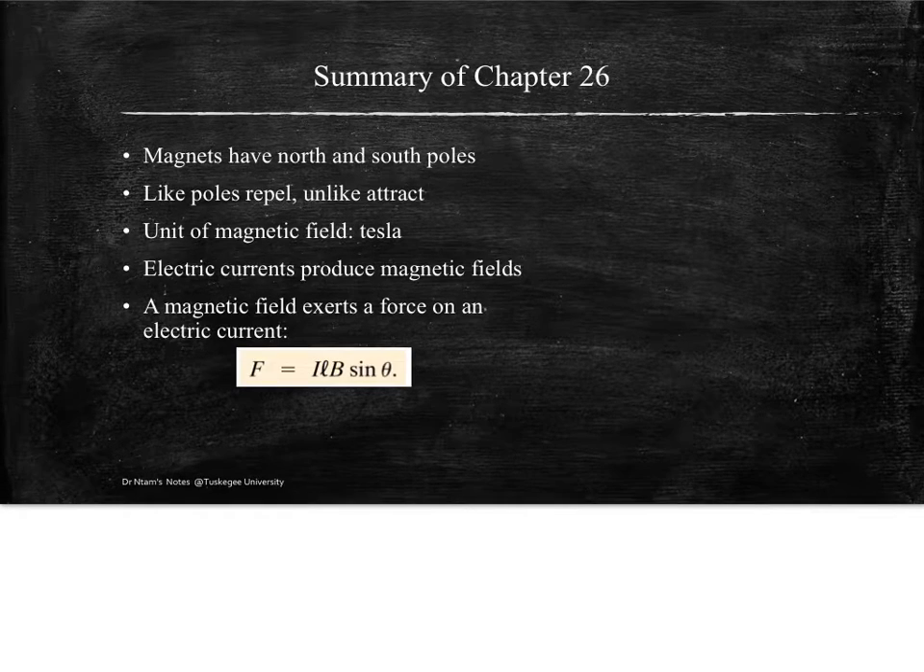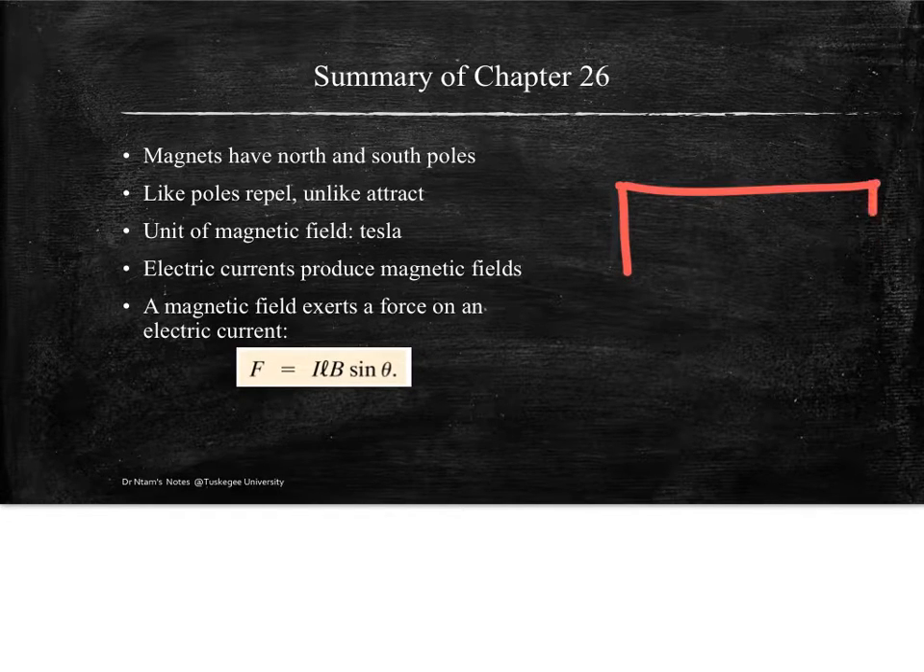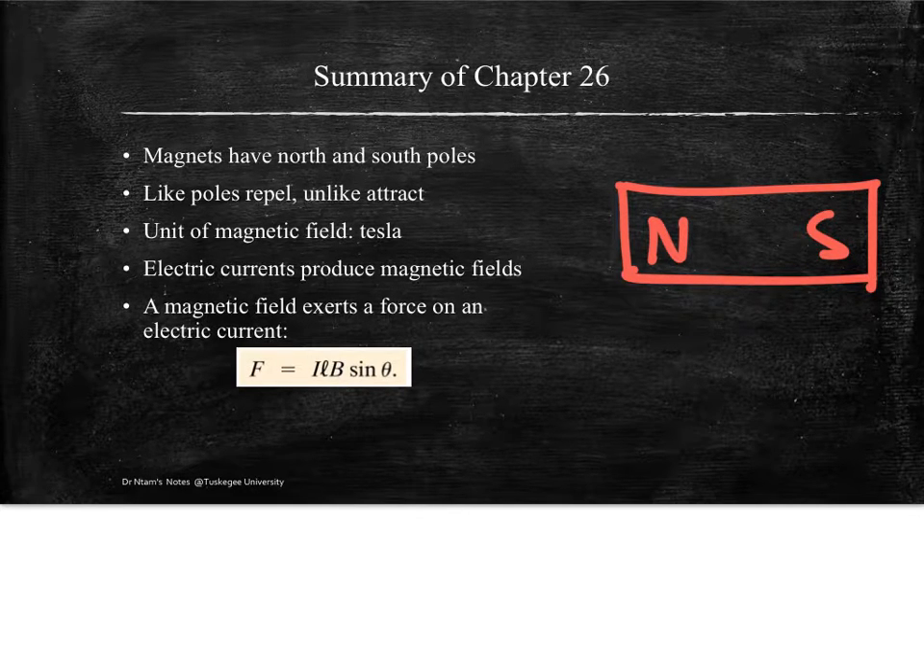Chapter 26 is magnetism. So here is the summary of the whole chapter, the big picture. A magnet has a north and south pole. So every bar magnet has a north and south pole. Like poles repel and unlike poles attract.